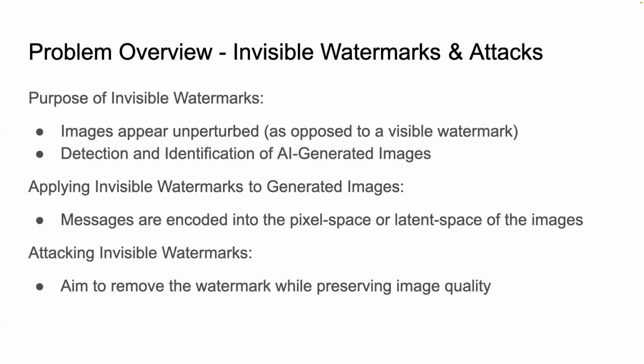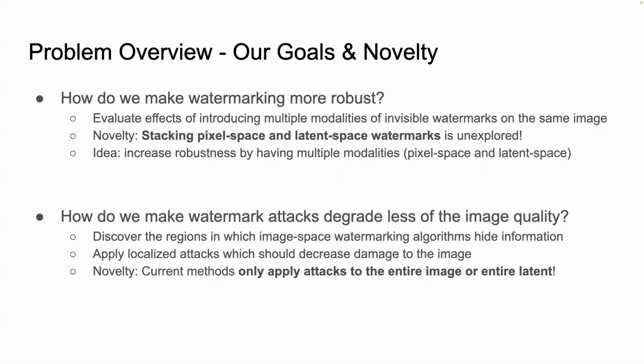Here's the overview of our problem. Invisible watermarking methods on generated images. Invisible watermarks embed messages into either the pixel or latent space of the images in order to allow detection and identification of AI-generated images. On the other hand, attacks on these watermarks aim to remove the watermarked information while preserving as much image quality as possible. Our goals with this project are to improve both sides of the watermarking problem.